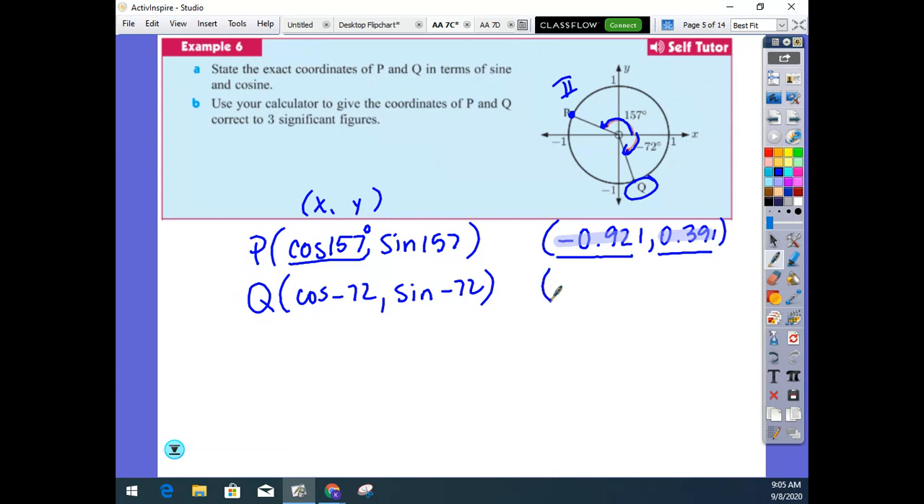All right, so then point Q going 3 sig figs. In the fourth quadrant, the X is positive and the Y is negative. So then that's correct. And that's section C. Let's look at section D now.